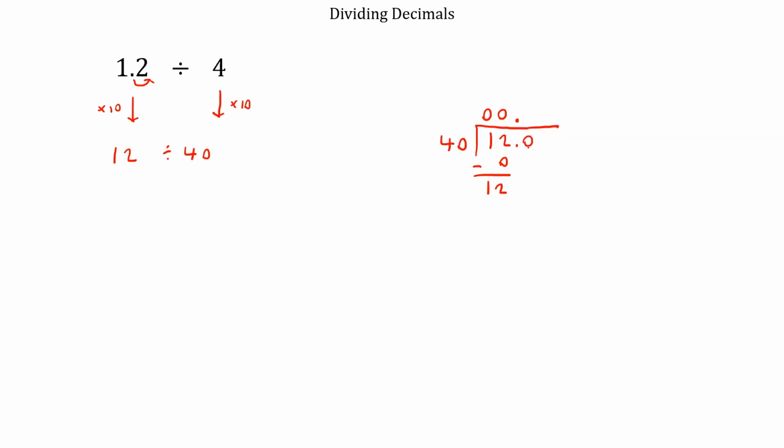Now I'm going to add a 0. Now would you agree 12 is the same as 12.0, so I'm not doing anything illegal. Now I'm going to carry down the 0. But I'm not going to carry down the decimal place. I'm going to let this be 120. How many times does 40 go into 120? 3 times. So now I do my subtraction, and I get a remainder of 0. So my final answer from this should be 0.3. So my final answer of 1.2 divided by 4 is going to be 0.3.